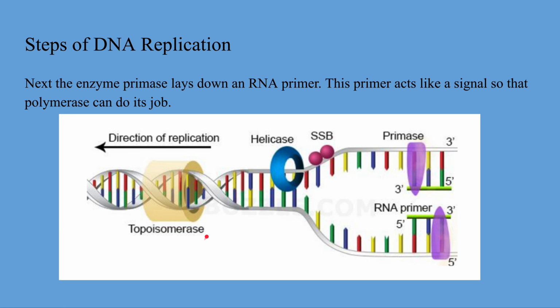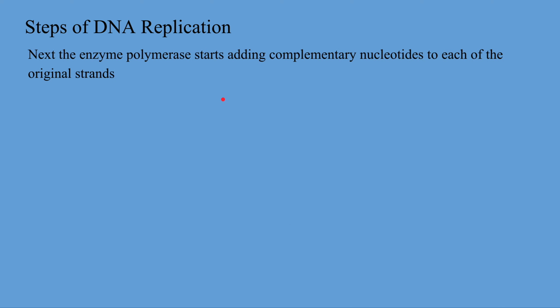I'm really bad at pronouncing this, but basically it stops the DNA from coiling too much, because whenever helicase separates something that's already coiled, it tends to get more coiled. This enzyme prevents that from happening. Okay. The next step is the enzyme polymerase, which starts adding complementary nucleotides, ATGC, to each of the original DNA strands.